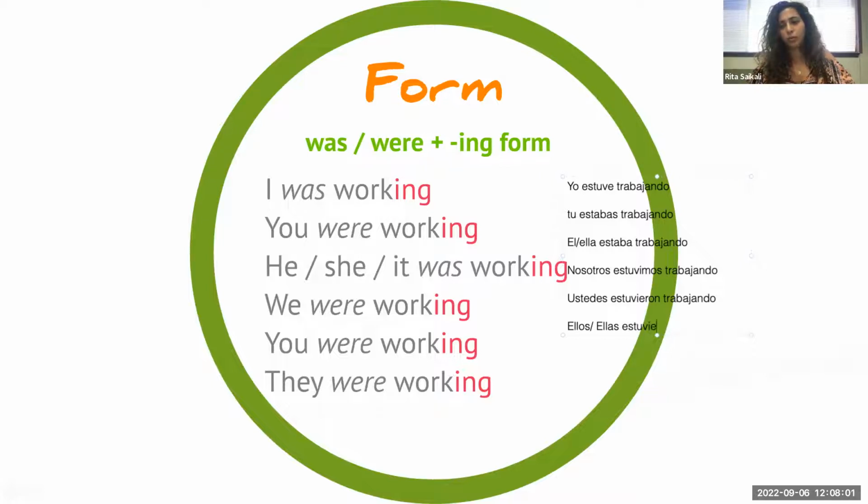Ellos estuvieron también, right? Okay, do you see how it's the same? Yeah. Okay. So, same structure. I was working. You were working. He was working. She was working. You or it was working. You were working. Or we were working. You were working. And they were working. Same? We're good? Does that make you feel better? Yes. Woohoo!